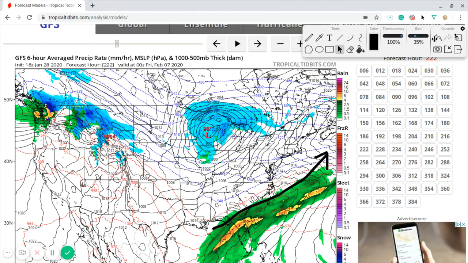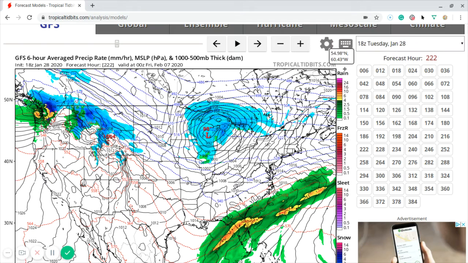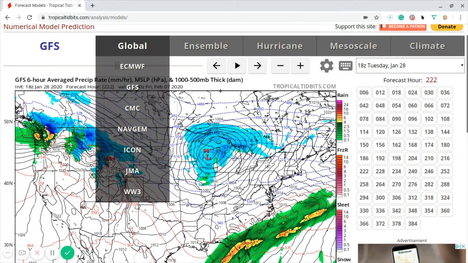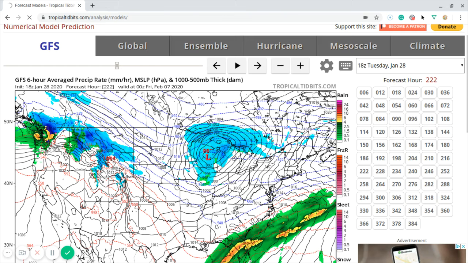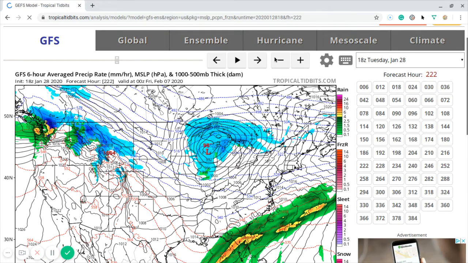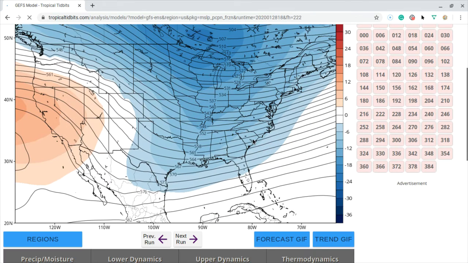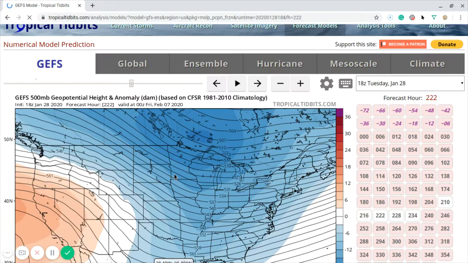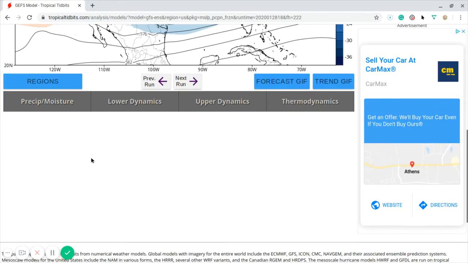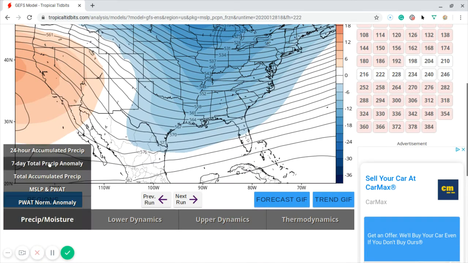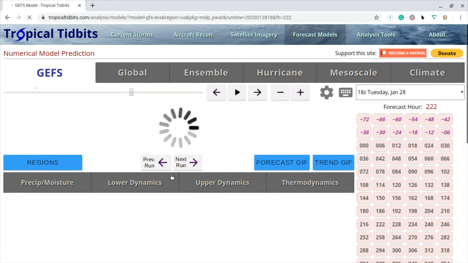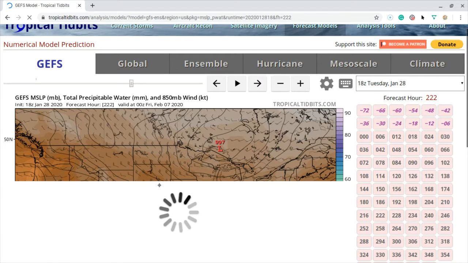So what we're going to be looking at first is the GEFS model, which is the ensemble model. We're going to see the averages here. All right, let's see. Oh my gosh, this is laggy, but all right. What are we looking for here? We're looking for MSLP.